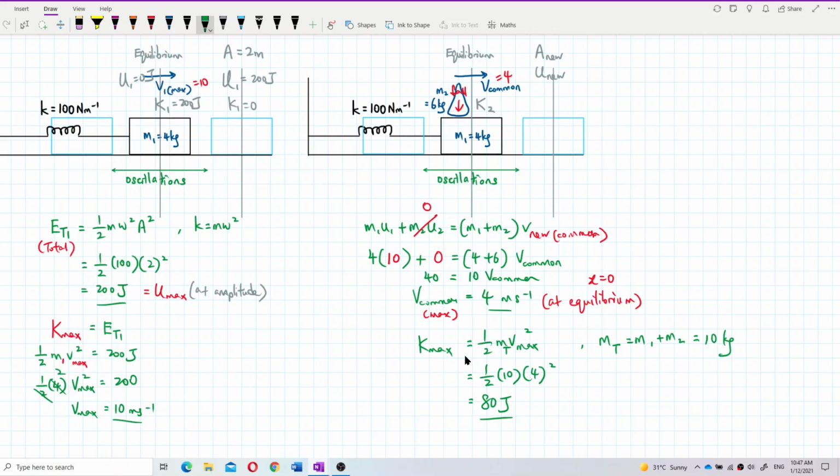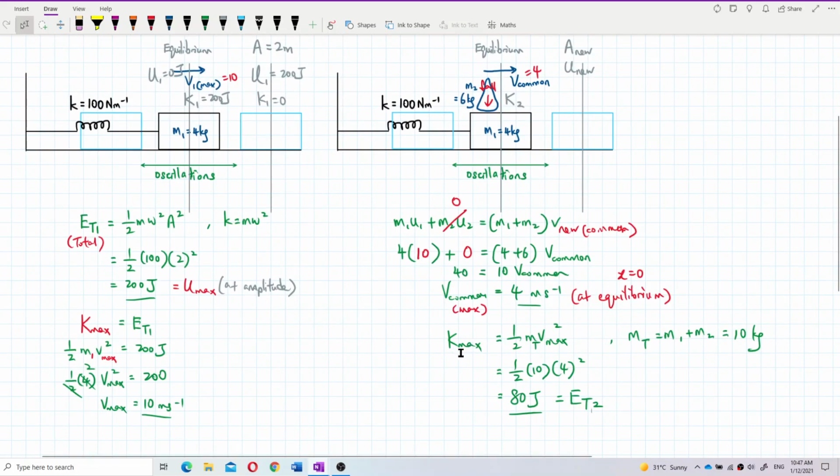Okay, 80 joule. Good. So this one is the new total energy. Last time it was 80. Because when the kinetic energy is maximum, that is the total energy. Understand? At maximum kinetic energy, this happens at equilibrium.